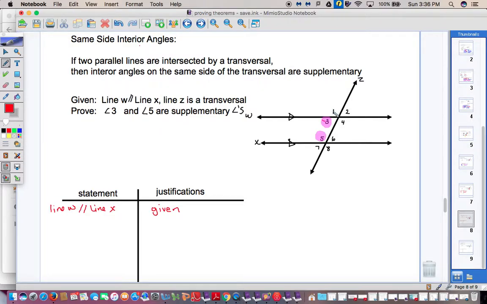So let's look at angle 1 and angle 3. What kind of angles are angle 1 and angle 3? Well, angle 1 and angle 3 are a linear pair. And we can see this on our figure. We can see that they're adjacent angles whose non-common sides form a straight line. Okay, so based on that information, we can say by definition of linear pair.